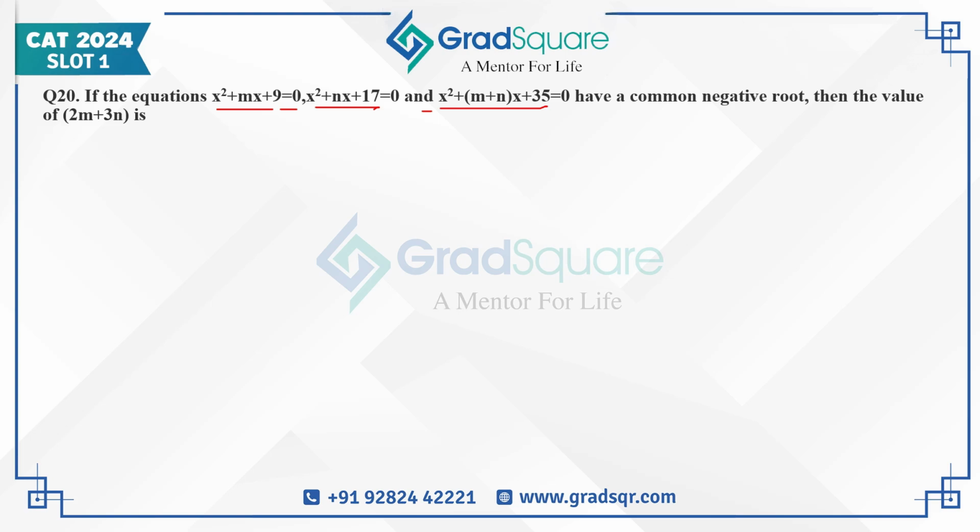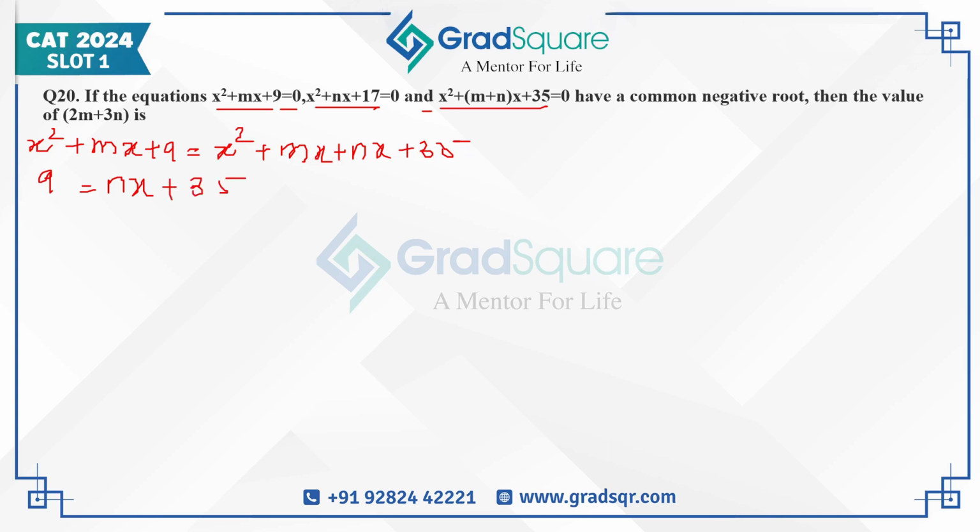So I can start substituting, equating them, and try to find some values of mx and all. Let's see. x square plus mx plus 9 is equal to x square plus mx plus nx plus 35. So x square and mx on both sides get cancelled. So 9 is equal to nx plus 35, so nx is equal to minus 26. Okay, this I get as one.